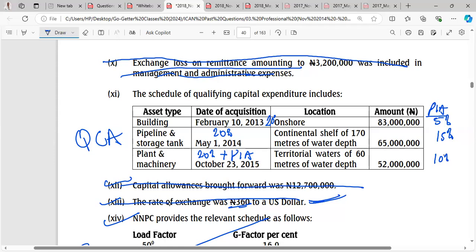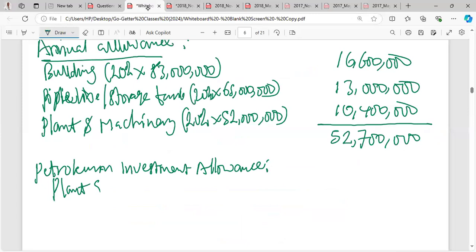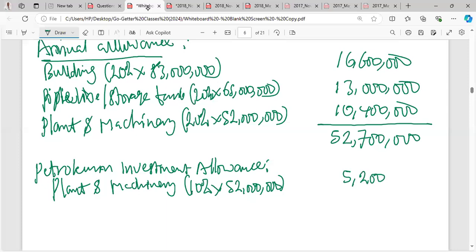So this is the only petroleum investment allowance that we are going to use. We're not going to use this because this is 2013. This is 2014. So if they were bought in 2015, we would have used them at that percentage. So we're only going to use this. So 52 million, 10%. So you say plant and machinery, 10% of 52 million will be 5,200,000. That will be your 10%.